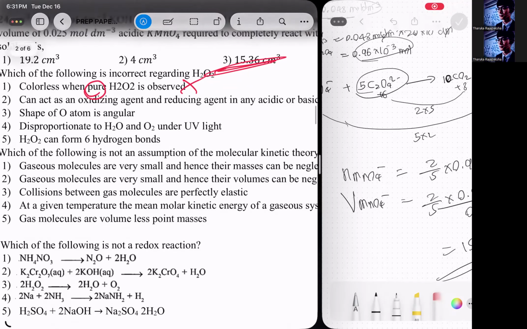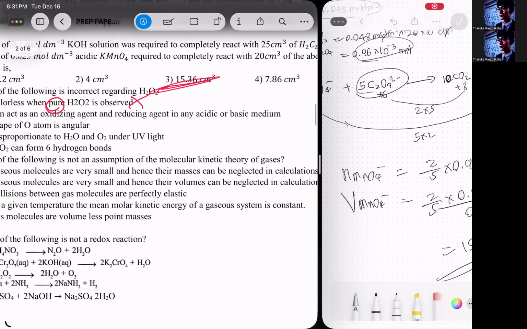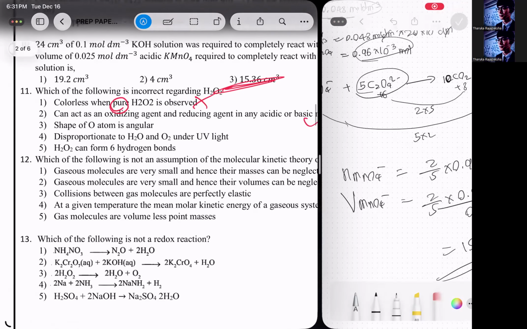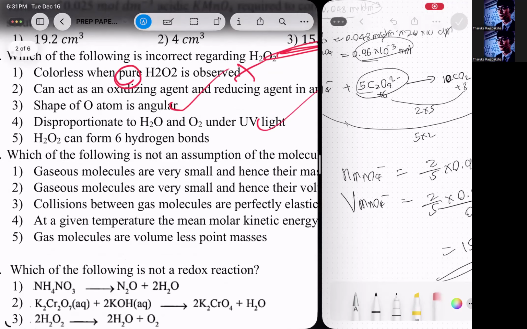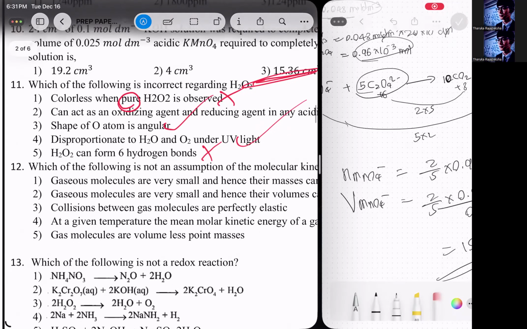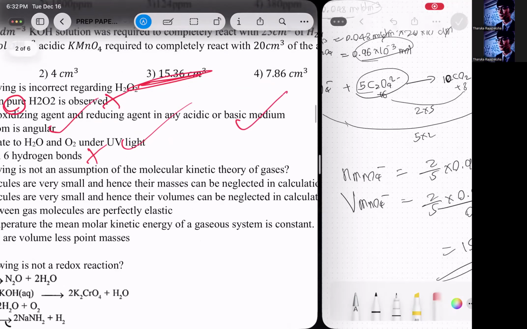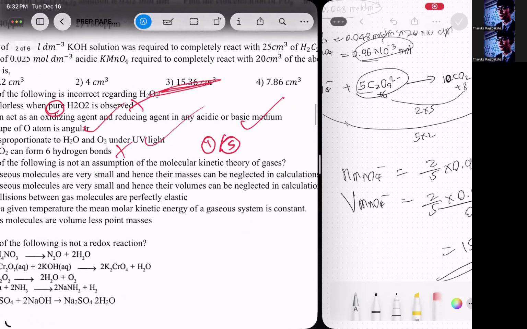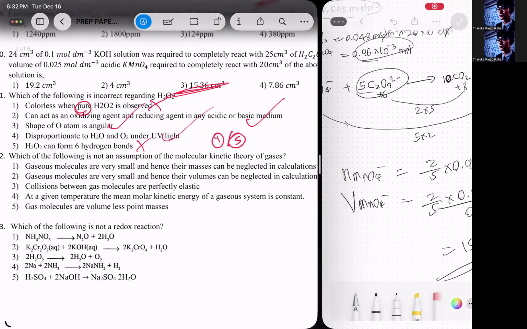That's wrong. Can act as an oxidizing agent and reducing agent in any acidic or basic medium. That's correct. Shape of H2O2 is angular. Disproportionates to H2O and O2 under UV. That's correct. H2O2 can form 6 hydrogen bonds. That is also wrong. There's nothing like it can form this many hydrogen bonds. It can form 4 hydrogen bonds, but not 6. So answer 1 and answer number 5, both I can take. So if you have put answer number 5 and I have put it wrong, please correct yourself in that.